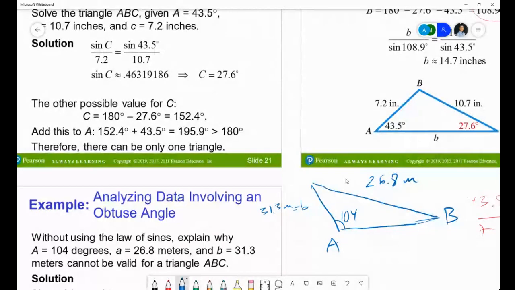Because you'd need side A to be longer than side B. Why is that? What's the reason? Because it just looks weird, wrong. Well, you're right, but you have to understand why.